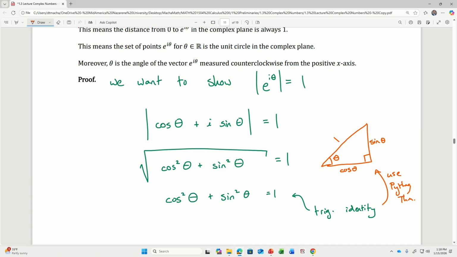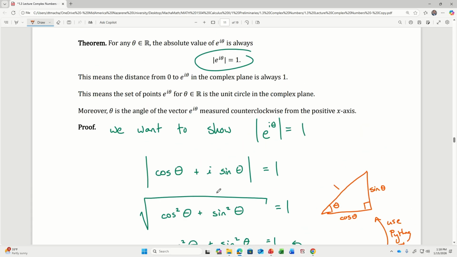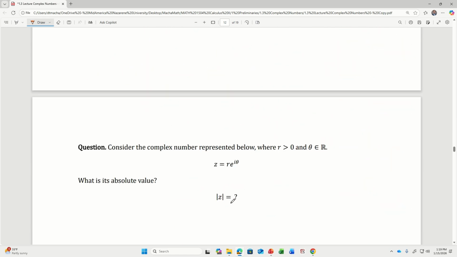Take the square root of both sides. Notice that this is the same thing as the absolute value of this complex number. And notice, using Euler's formula, that that's the absolute value of e to the i theta. So this is how you prove it. e to the i theta is a complex number that lies on the unit circle in the complex plane.